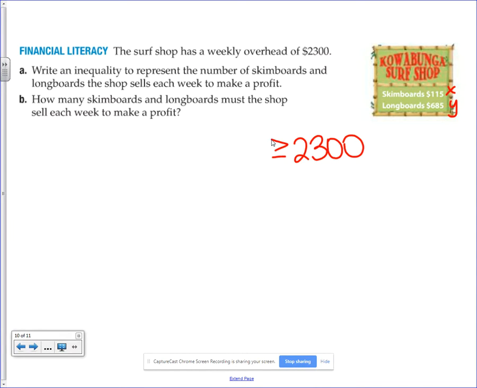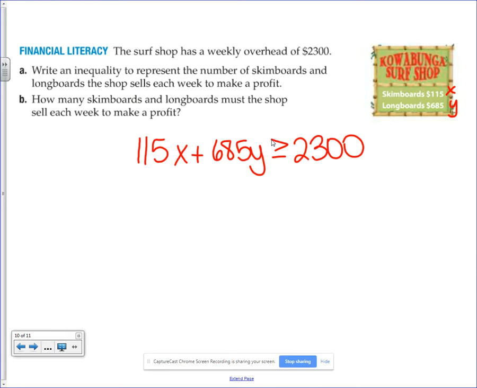Now, how much money gets brought in by selling one skim board? So how are you going to represent that? What I tell you to use, X. Okay. How about the long boards? How much money gets brought in for those? $685, and that is Y. Now, if I wanted a total amount of money brought in, what are you going to put between them? Adding. So that answers part A. You just wrote an inequality, and it's an inequality because of this greater than symbol, to make a profit. If I make over $2,300, I'm actually making money at this surfing business, okay?